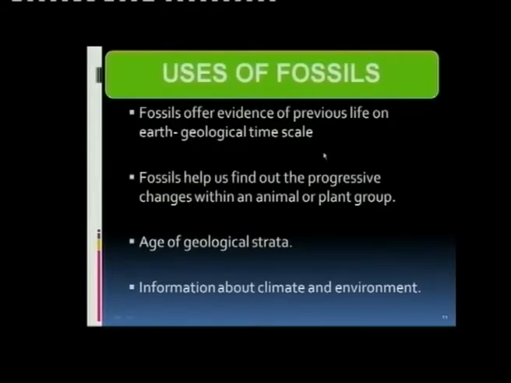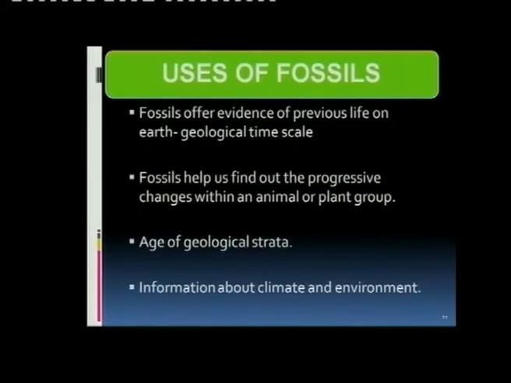Right, now this is where we want to be now. Why are fossils important to us as evidence of evolution? If you look at the uses of fossils, what can we use fossils for? First of all, it gives us an idea of what life was like previously, evidence of what life was like on Earth. You remember, Earth, as we currently know, is about 4,600 million or 4.6 billion years old.